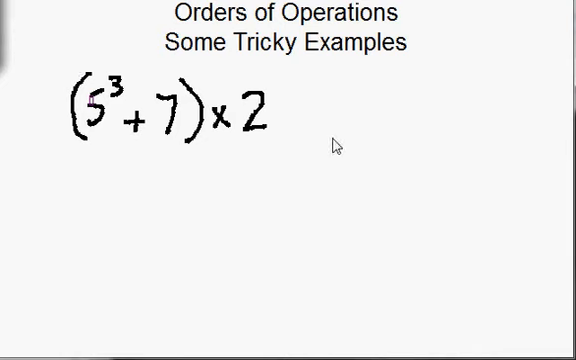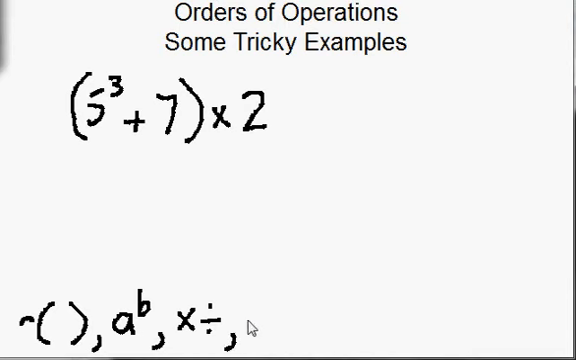So let me just remind you of the order of operations. The first thing you do is parentheses, like this. Next thing you do after that is the exponents, so a to the b. And then you do multiplication and division from left to right. And then finally you do the addition and subtraction from left to right.